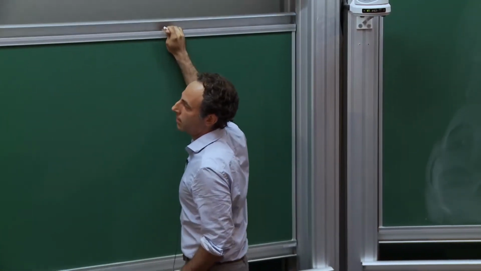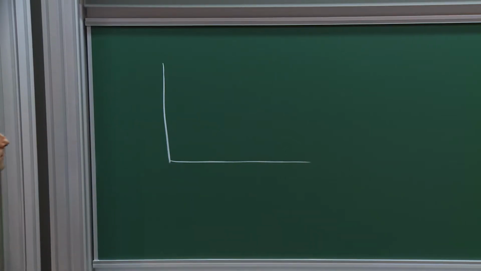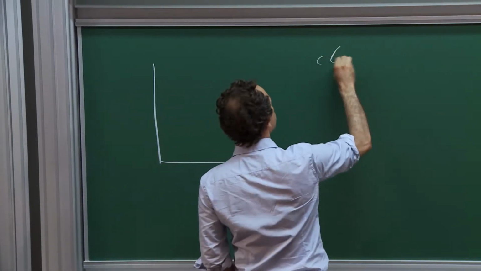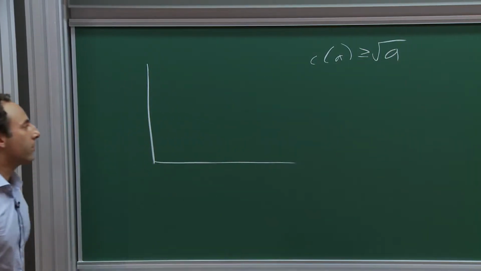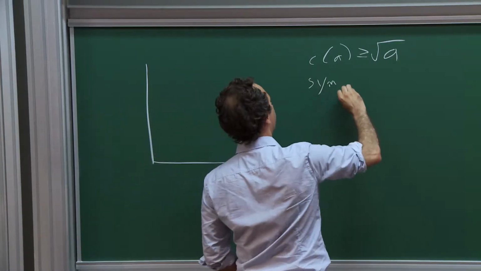Well, let me graph the function for you. Like I said, our function eats a real number and spits out a real number. A basic consideration is that c of a is always greater than or equal to the square root of a. This represents the fact that symplectic embeddings have to preserve volume.